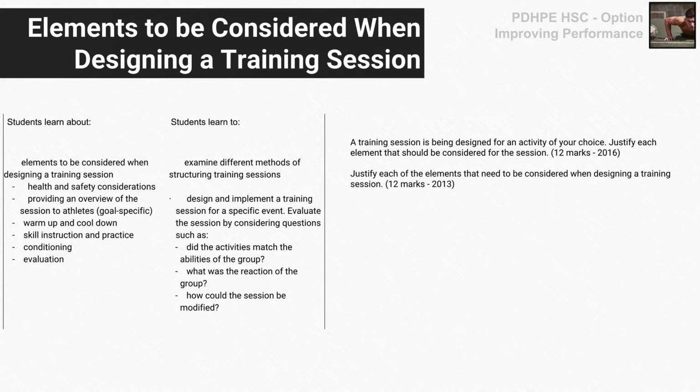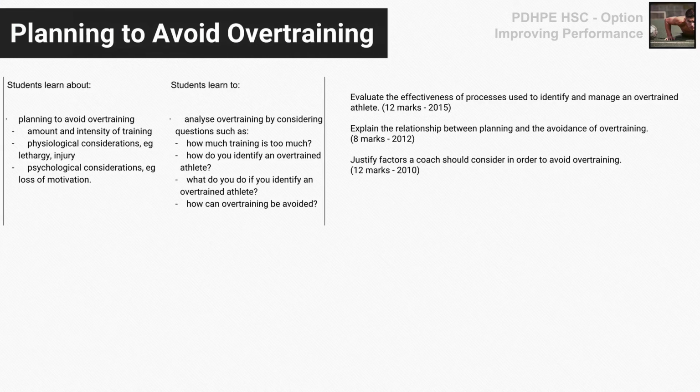As you can see from the planning to avoid overtraining dot point, it has been a popular choice for questions. 2 12-mark questions and 1 8-mark question means that you need to know this area quite well. Knowing physiological and psychological considerations isn't enough. You need to be able to analyze overtraining by considering these areas: identifying someone who is potentially overtraining, what to do in this situation, and how to avoid it.